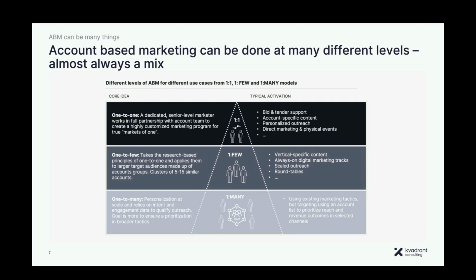So that true one-to-one ABM motion, where you do a plan jointly, sales and marketing, around one account, or the alternative where you add a few extra accounts, typically around a vertical, or find accounts that are otherwise similar, have the same pains, value drivers, etc.